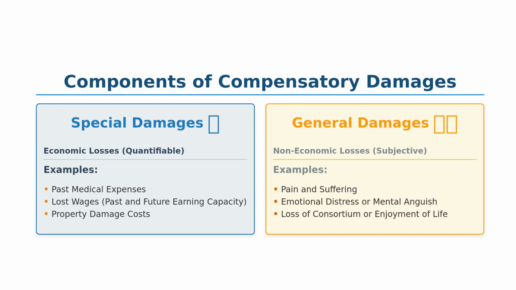These are objective calculations. In contrast, general damages address the non-economic, subjective losses. These are much harder to assign a precise dollar value to because they relate to the plaintiff's personal experience. Key examples include pain and suffering endured due to the injury, and emotional distress or mental anguish resulting from the incident. While special damages are concrete figures, general damages require the jury to assess the intangible impact of the defendant's negligence on the plaintiff's quality of life.